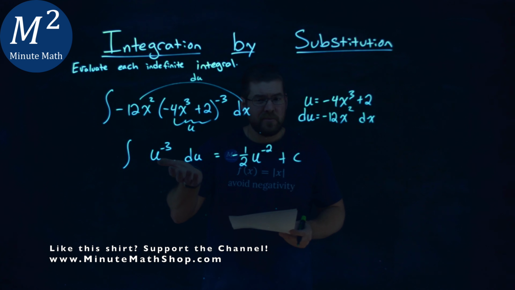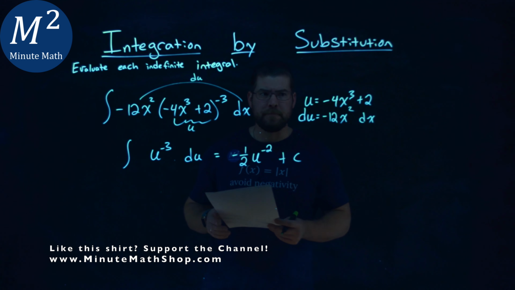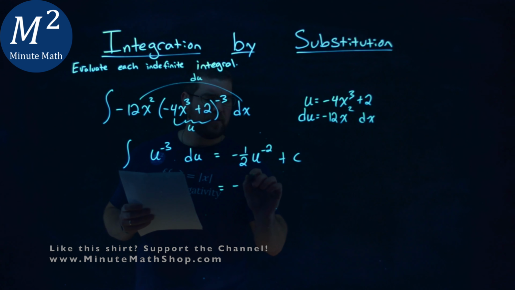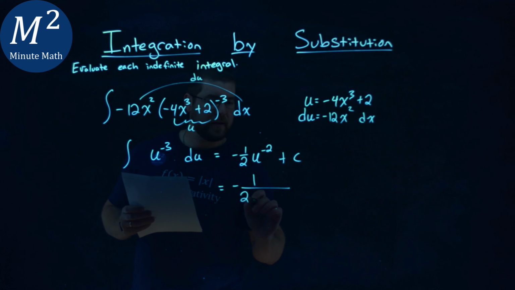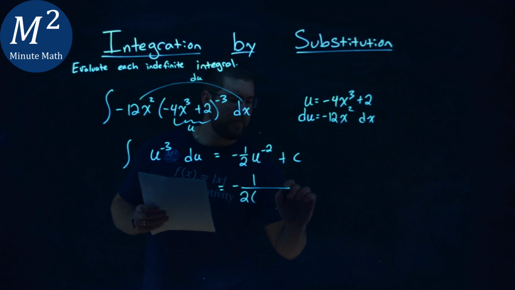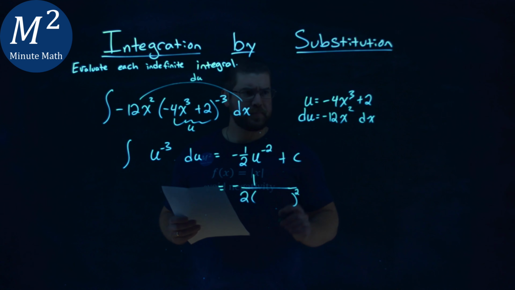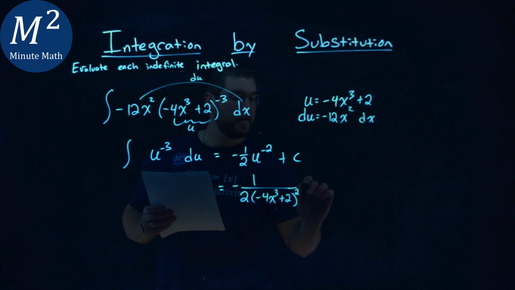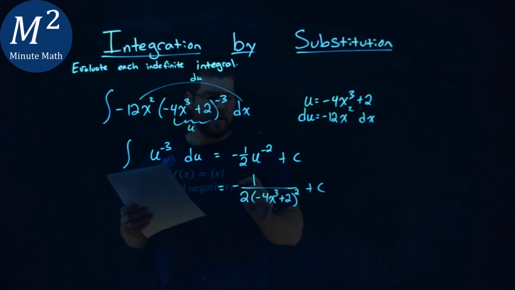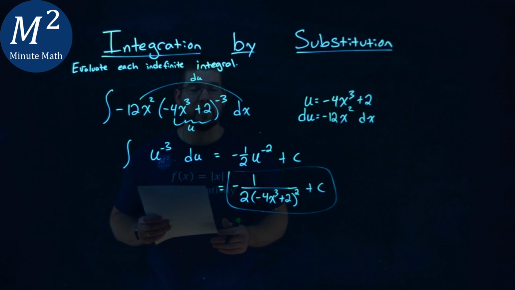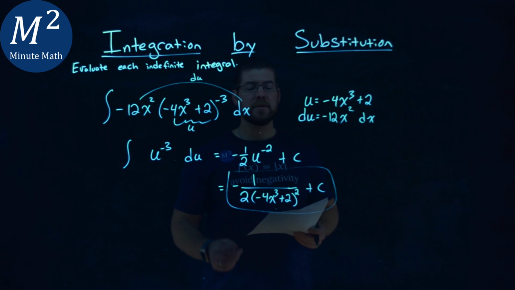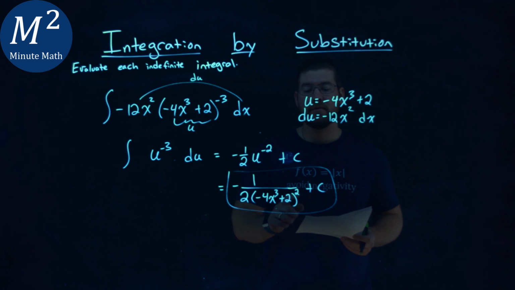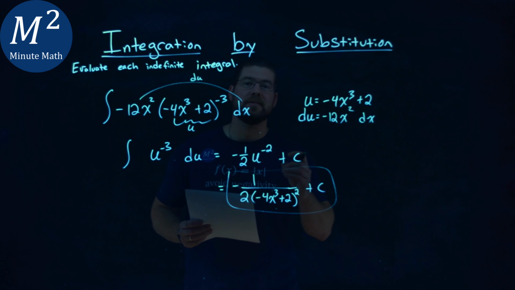So at this point, we can just plug our u value back in. So we have a negative 1 over, I'm going to put 2 down here, and I'm going to put whatever that u value is to a positive 2 power in the denominator. Our u is negative 4x to the third plus 2. Don't forget the plus c. And that's it. My final answer here is negative 1 over 2 times negative 4x to the third plus 2 to the second power plus c.